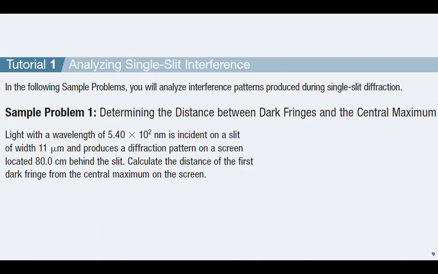All right, next, let's consider this question. Light with a wavelength of 5.4 times 10 squared nanometers is incident on a slit of width 11 μm and produces a diffraction pattern on the screen located 80.0 centimeters behind the slit. Can you calculate the distance of the first dark fringe from the central maximum on the screen using what we have learned so far? Okay, I'll give you 5 minutes to have a look at these questions, and then we'll have a look at the solution together.